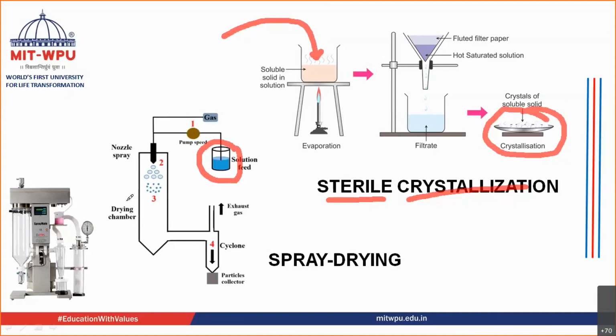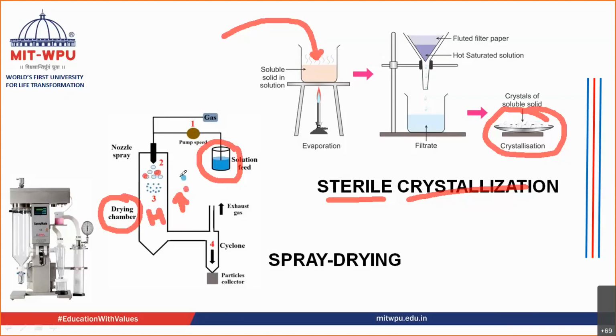Inside a drying chamber, which is already heated. So the temperature of this drying chamber is high, and this solution is introduced inside it in the form of fine droplets. Okay, so these are the droplets. After introducing it in the form of droplets, as this chamber is heated, the solvent gets evaporated.